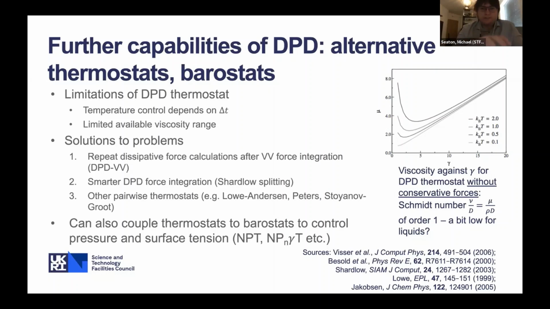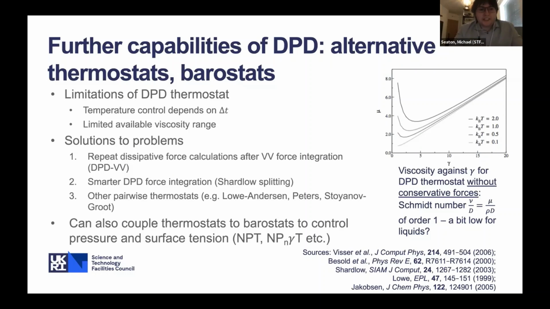So there are a few things we can do. One of them is a simple one, which is basically to recalculate the dissipative forces after we've integrated all of the forces that we've calculated before in each time step. Because that's such a commonly used approach, it's actually given the name DPD velocity Verlet.